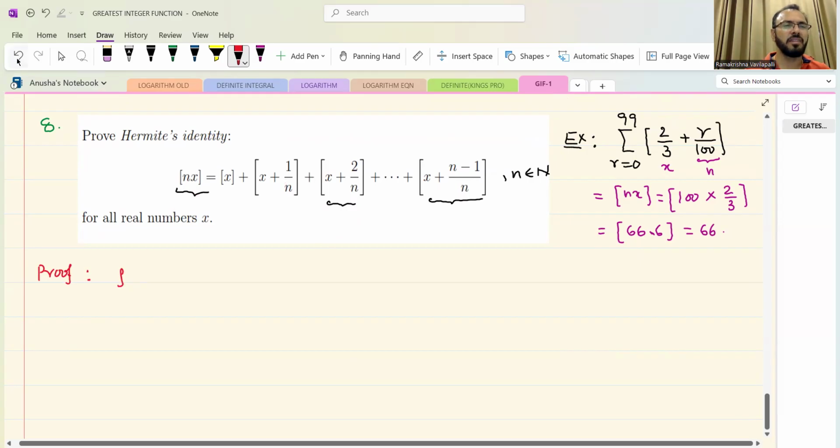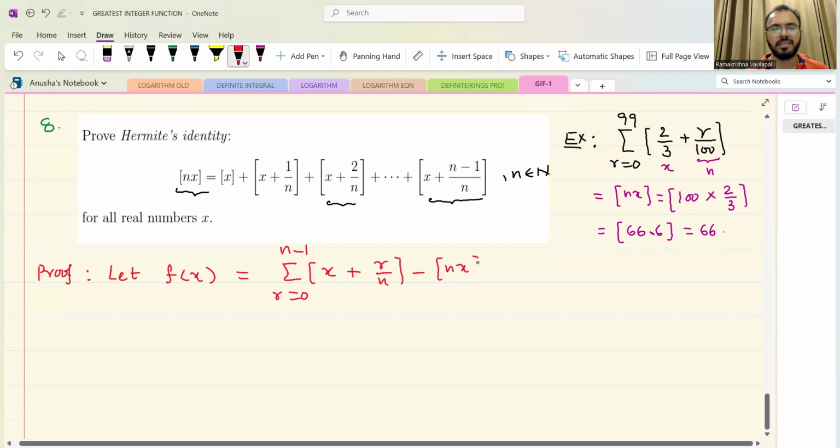Let f of x equal to, I'll write in sigma format, sigma of the integral part of x plus r by n, r equal to 0 to n minus 1, minus the integral part of nx.